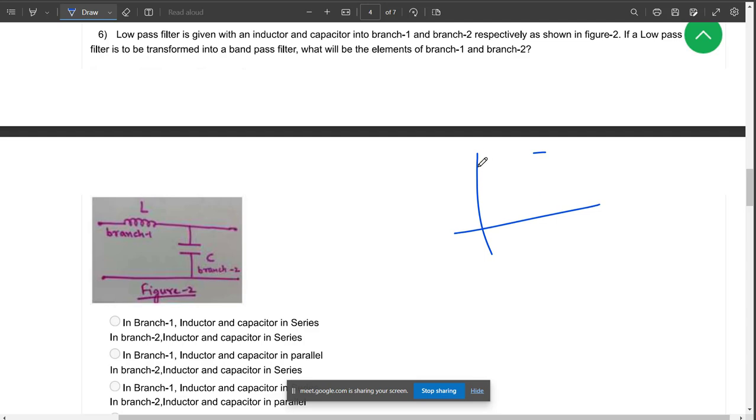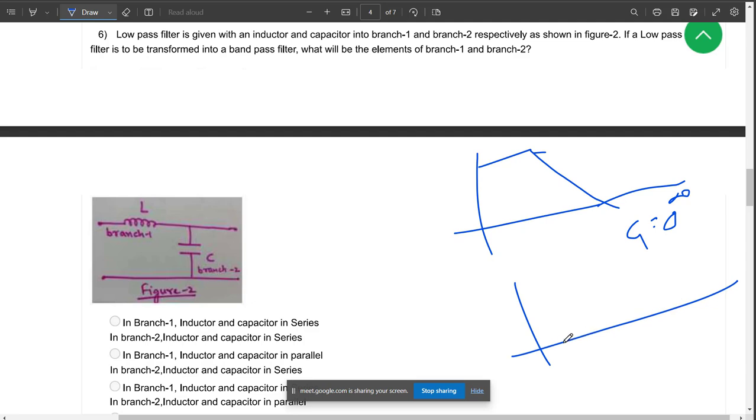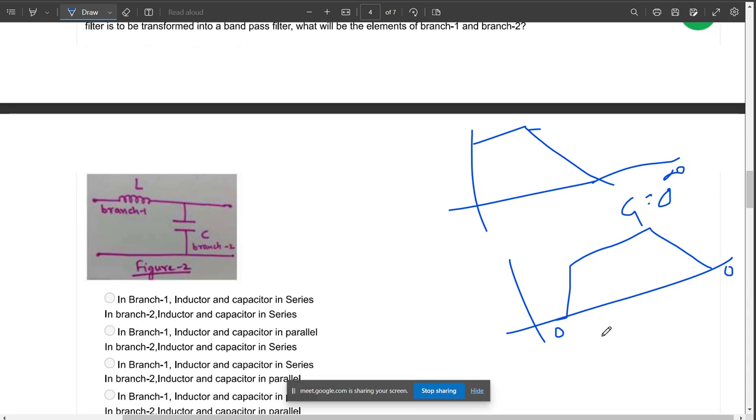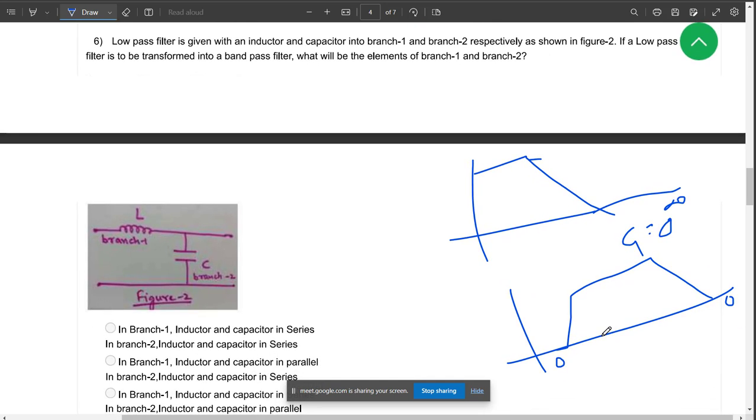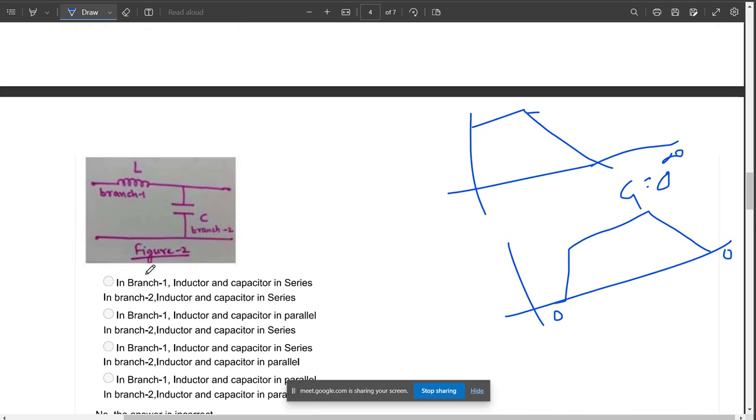So a low pass filter will have a response like this, right? That is, at infinity the gain will be equal to 0, whereas for a band pass filter the gain will be 0 at the start, and at infinity it will also be 0. So like this you have to think. Now it is asking what will be the elements of branch 1 and branch 2 to transform a low pass filter into a band pass filter. So try to solve this question and then we'll discuss it.